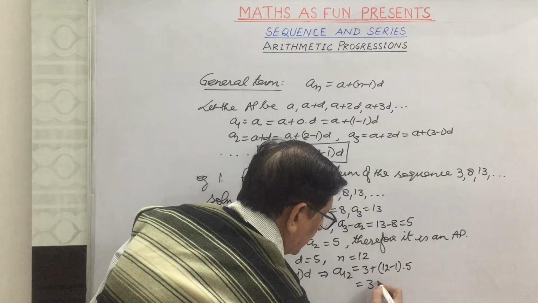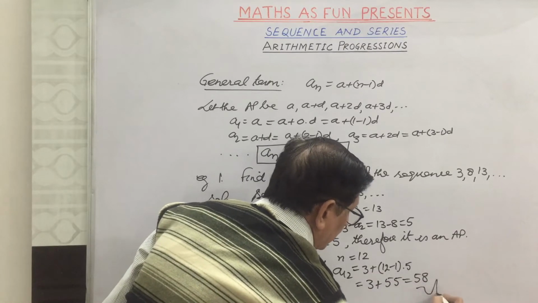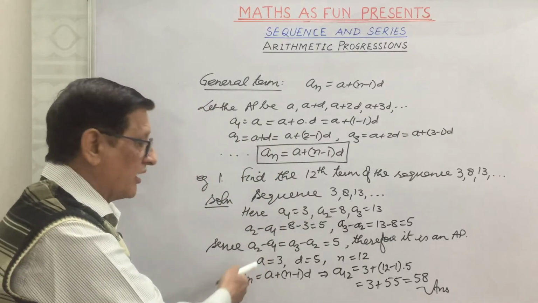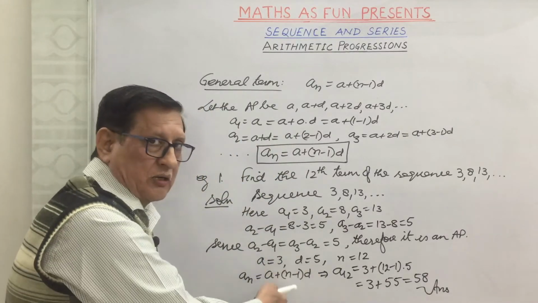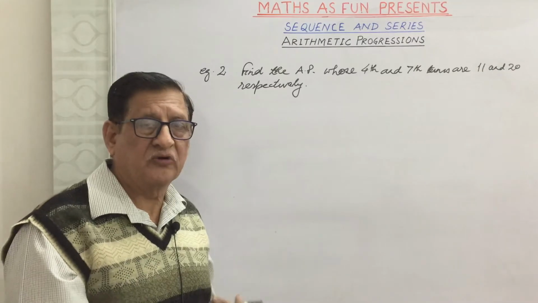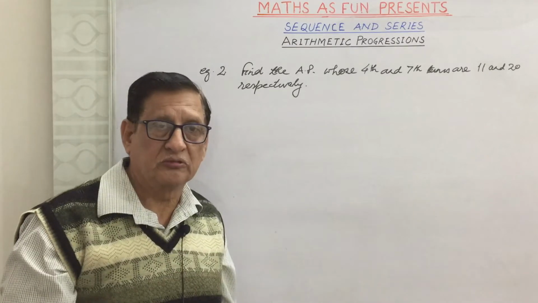That is 3 plus 55 equal to 58, which is the answer. So like this we can apply the general term and find out the required term. Like here, the 12th term is 58. Let us take one more example where we can apply the concept of general term.